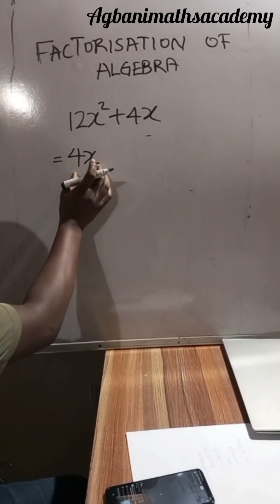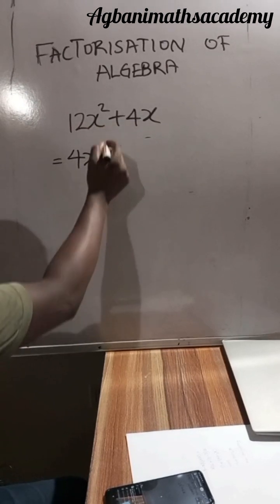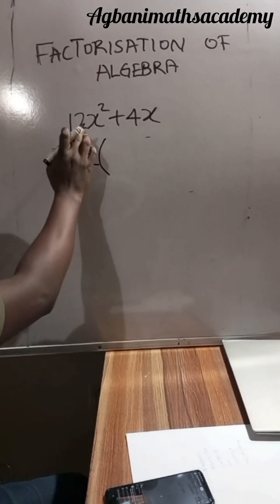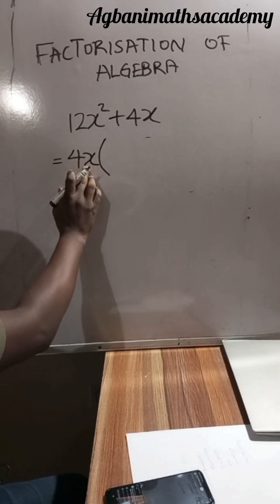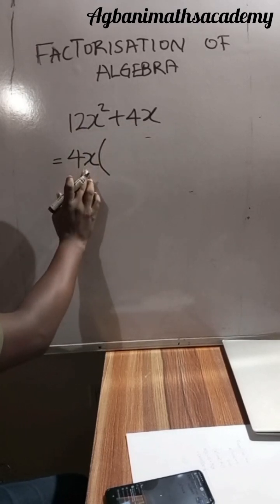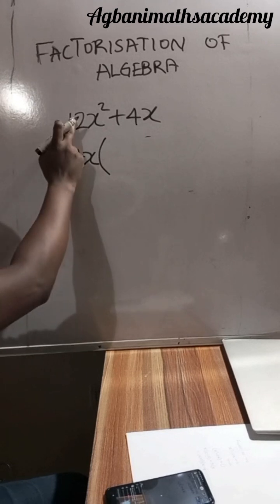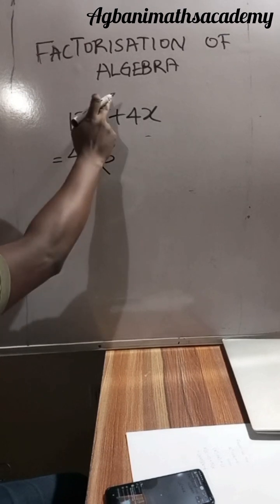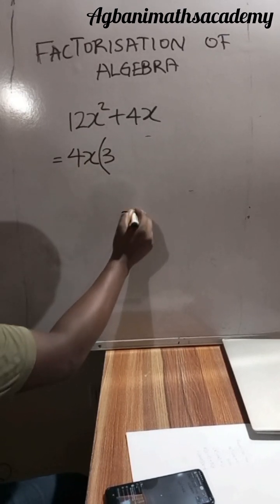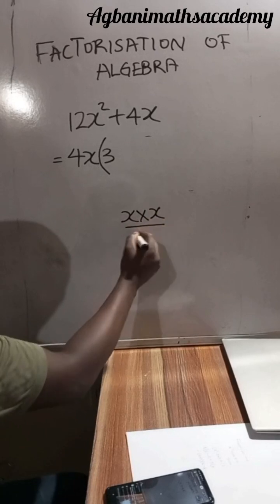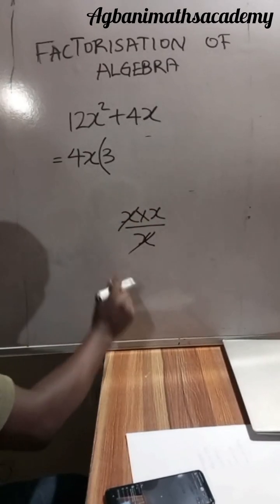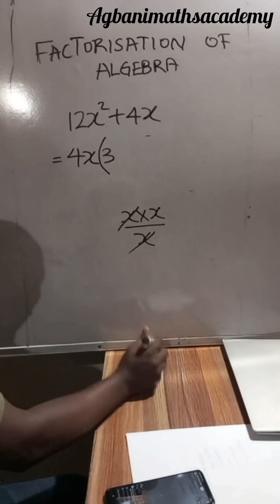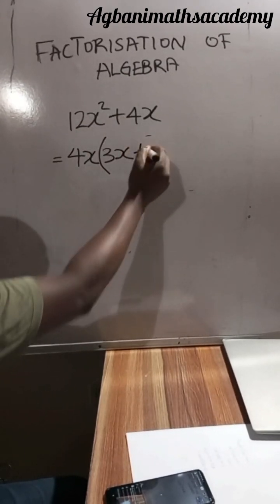Once you've gotten the common factor for the number and alphabet, you open the bracket, and then each term is divided by the common factor. So 12 divided by 4 is going to give us 3. Then x squared divided by x. X squared is x multiplied by x, so when you divide it by x, one x will cancel out one x, and we have x left. So this will give us x. We bring our plus sign down.